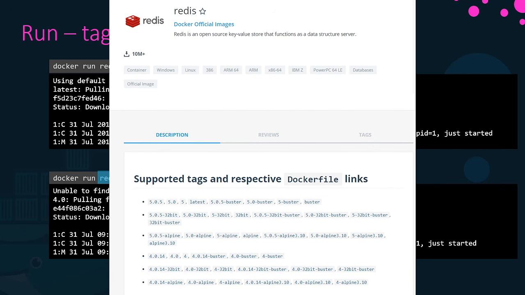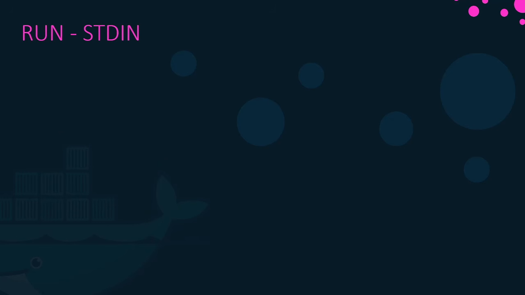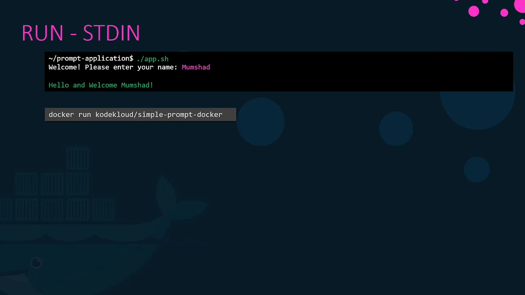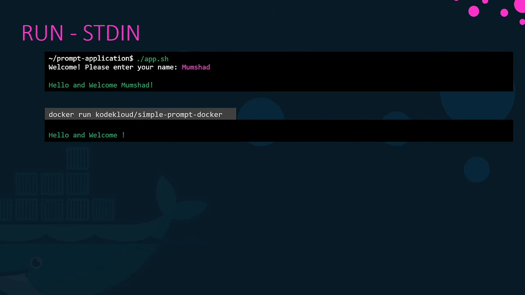Let's now look at inputs. I have a simple prompt application that, when run, asks for my name, and on entering my name, prints a welcome message. If I were to Dockerize this application and run it as a Docker container like this, it wouldn't wait for the prompt. It just prints whatever the application is supposed to print on standard out.